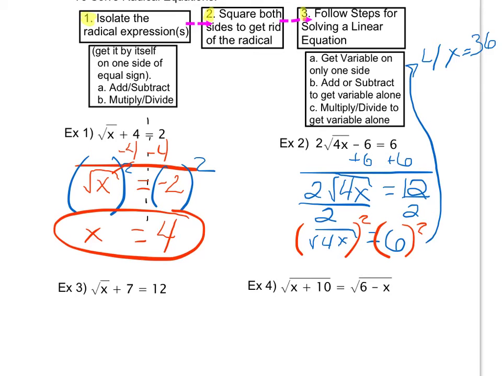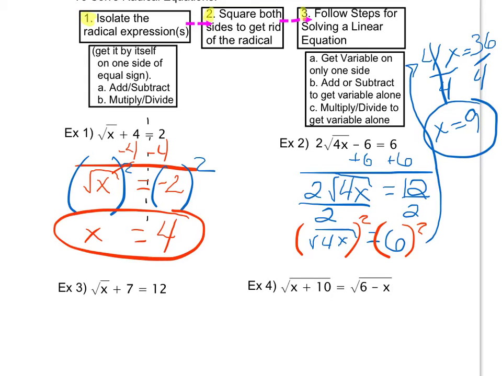Step 3 says now to follow my steps for solving a linear equation to get the variable by itself. Well, I don't have anything, variable's only on one side, I don't have anything to add or subtract, so I'm just going to divide to get rid of the 4. The 4's cancel, and I get x equals 9.